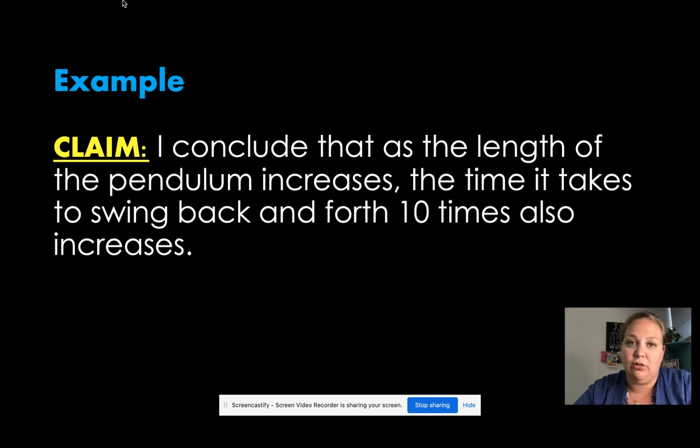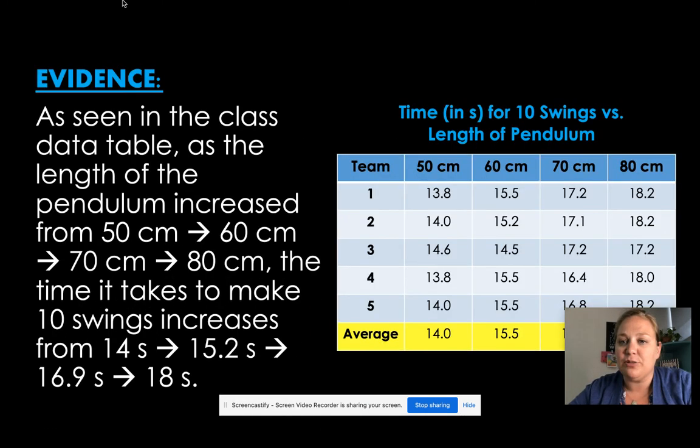What evidence do you have? Well, you could do an experiment. Lucky for you, I already did one. And here's my data in a data table. So you can see that I had 5 teams, and they took measurements for the length of the pendulum at 50 centimeters, 60, 70, and 80. And then the average time that it took for that ball to swing back and forth.